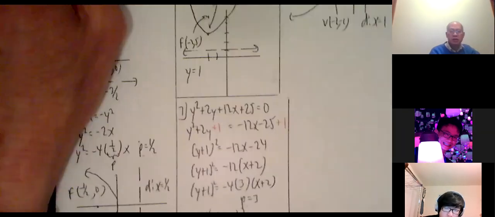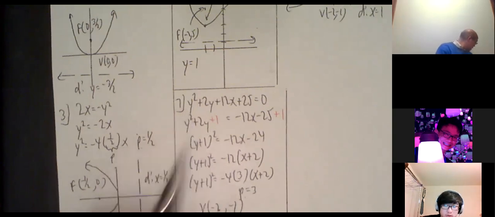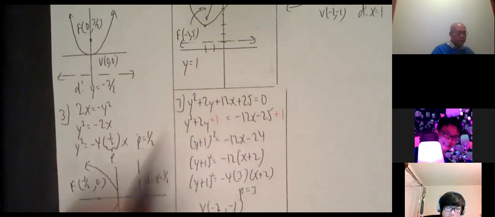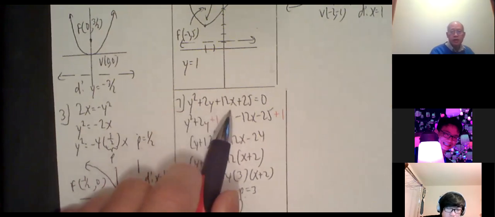Okay, 7 is harder. And just see if your 7 matches mine. Your 7 does not match mine. So too bad. Whatever. So you're learning something. And does it show up anywhere? No, it doesn't. y squared plus 2y plus 12x plus 25 equals 0.